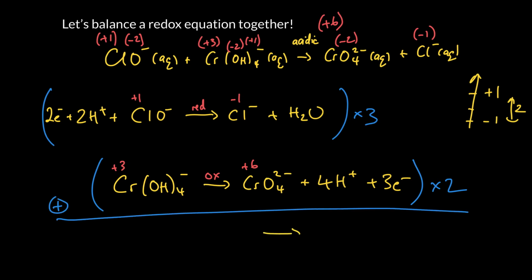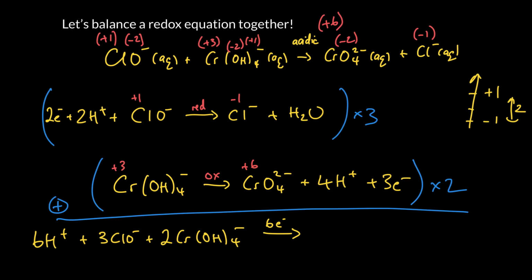Okay. I'll put my arrow in the middle and I'll write my 6 electron transfer over. So if I triple 2, I get 6 hydrogen ions. And I get 3 ClO minus ions. And then the bottom equation, I've got 2 of these chromium species. And that's everything on the left.